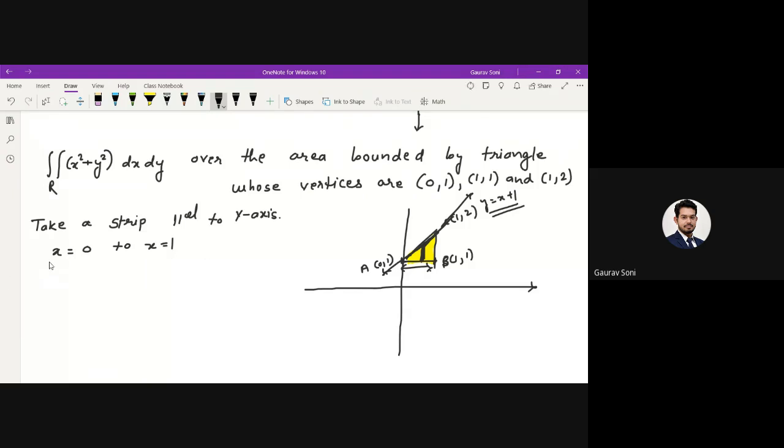Then you give the lower limit of your strip to the upper limit of your strip. You have drawn this vertical strip. What is the lower limit of this strip? It is this line, the equation of which is y equal to 1. What is the upper limit of your strip? It is a line, on which y is equal to x plus 1. So if I want to evaluate this, x is equal to 0 to x equal to 1, y is running from 1 to x plus 1, x square plus y square dx dy.